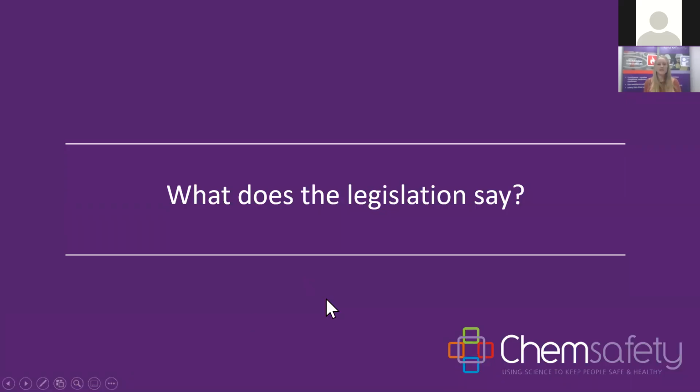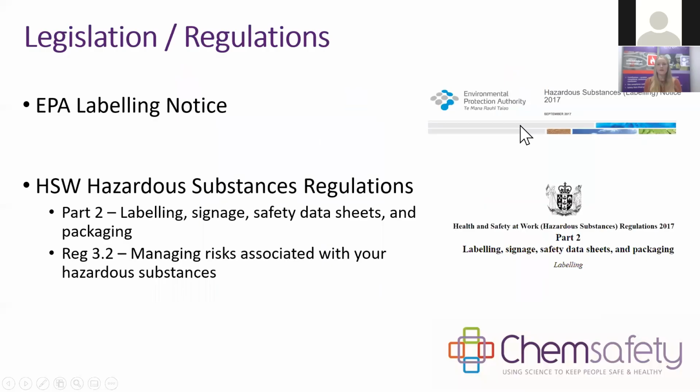So what does the legislation say? There are 2 main legislations relating to labelling in New Zealand. And these are the EPA Hazardous Substances Labelling Notice. This is relevant for suppliers and manufacturers of products. Everything you receive from your manufacturer or supplier should comply with these labelling requirements that are listed in the notice.